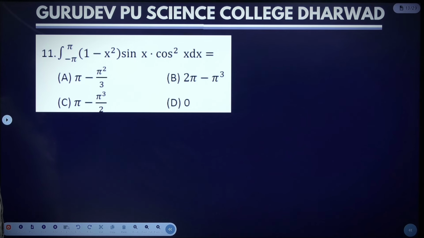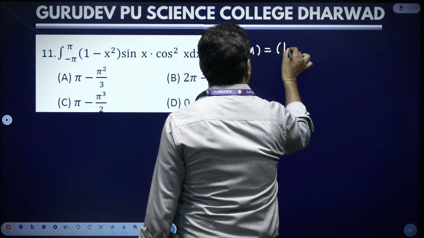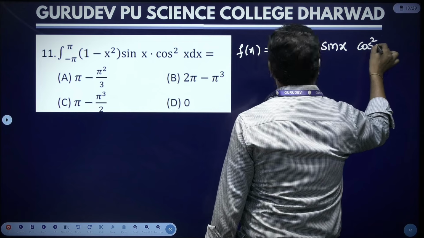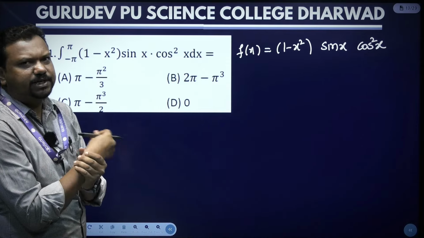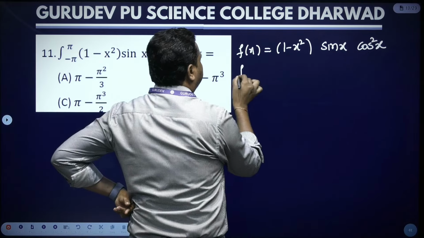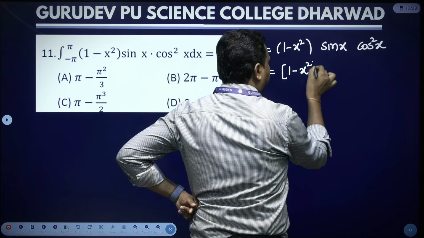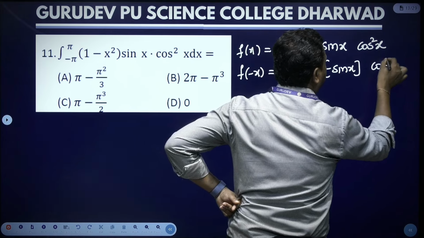Integral from minus pi to pi of (1 minus x square) sin x into cos square x dx. Okay. So the function is 1 minus x square into sin x into cos square x. The limits are minus pi to pi, that is minus a to plus a. For the interval minus a to plus a, we have a shortcut trick, that is even or odd function. Check even function or odd function. F of minus x is equal to 1 minus minus x whole square, which is 1 minus x square. Sin of minus x is minus sin x. Cos square of minus x is cos square x.